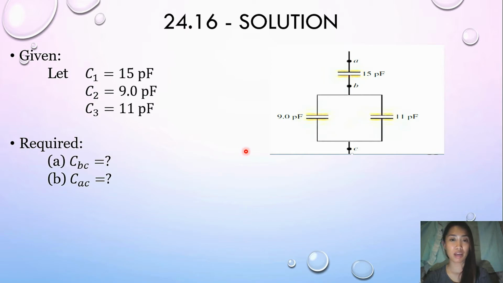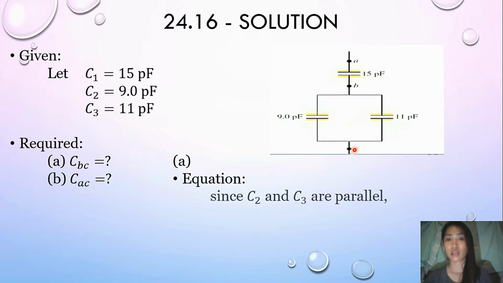Let us find first the capacitance between points B and C. So this is point B and this is point C. In this circuit, two capacitors C2 and C3 are in parallel. So we can use equation 24.7 to replace them with their equivalent capacitance, as C at points BC is equal to C2 plus C3.